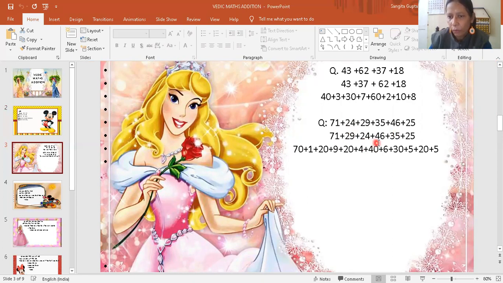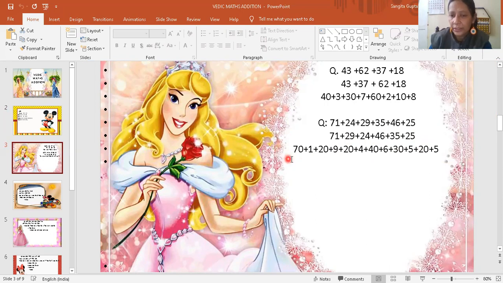If you add 4 plus 6, that will also become 10. And you look at 35 and 25. So I have rearranged. Now you have to expand this. Right now you are just learning, so only for that you have to expand this. What is 71? That is 70 plus 1. What is 29? That is 20 plus 9. 24 is 20 plus 4. 46 is 40 plus 6. 35 is 30 plus 5. 25 is 20 plus 5.